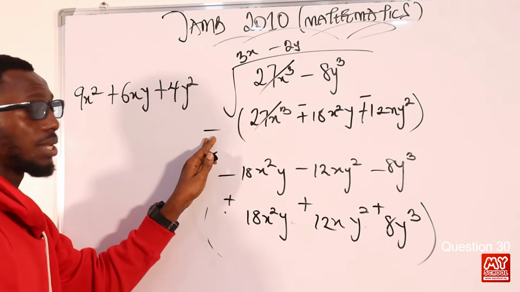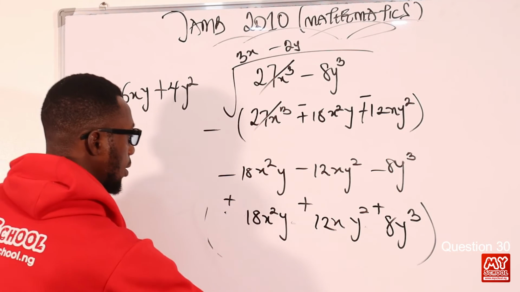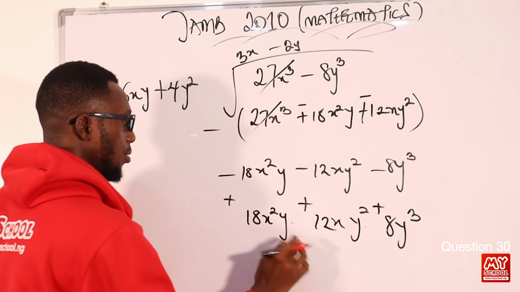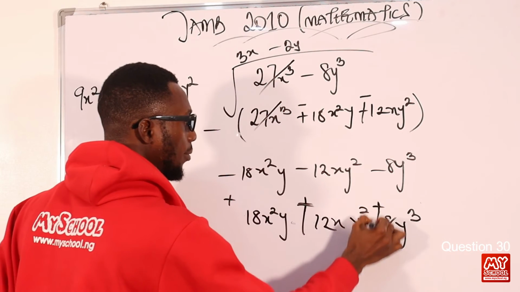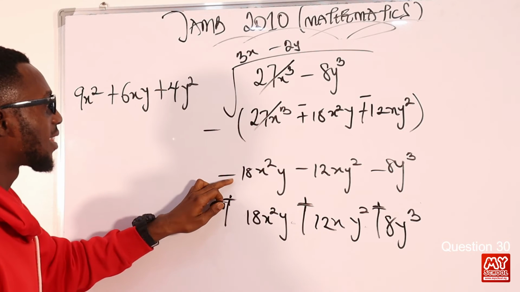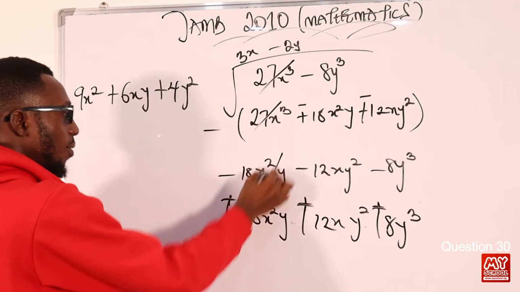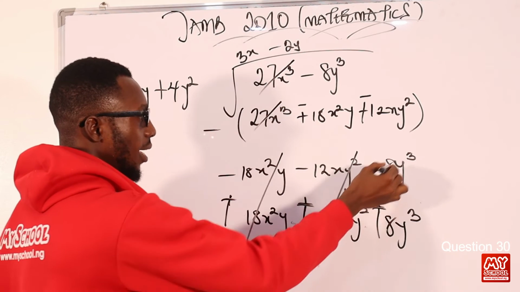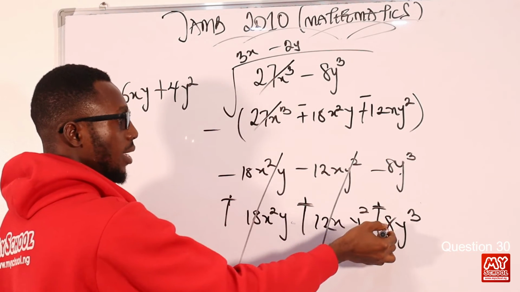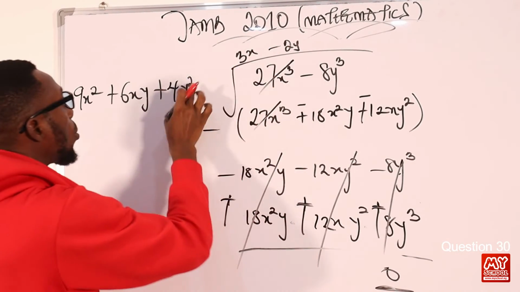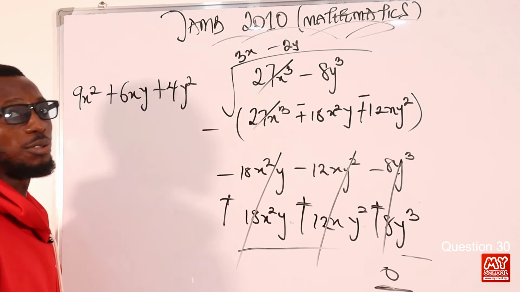All right, after doing this, so that we will not confuse the signs, you can basically drop it down. Okay, so minus 18x squared plus 18x squared, this is gone. X squared y, this is gone. Minus 8y cubed plus 8y cubed, this is gone. So my remainder is 0. So the other factor is 3x minus 2y.